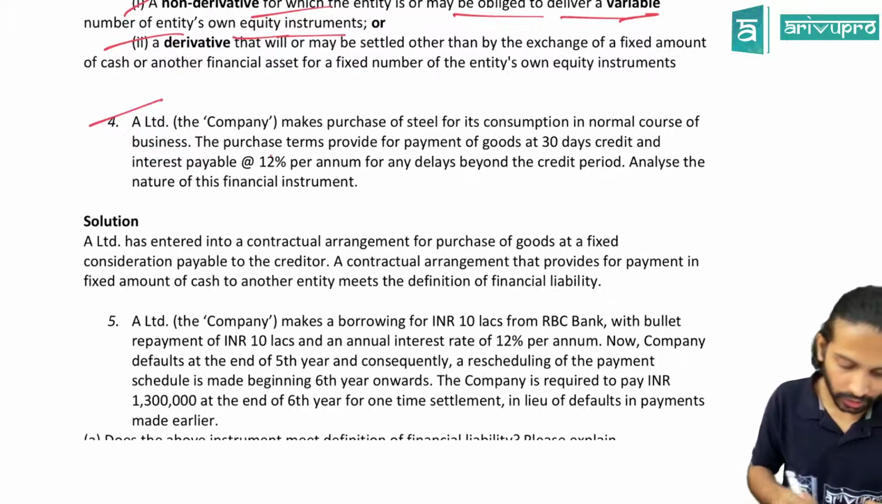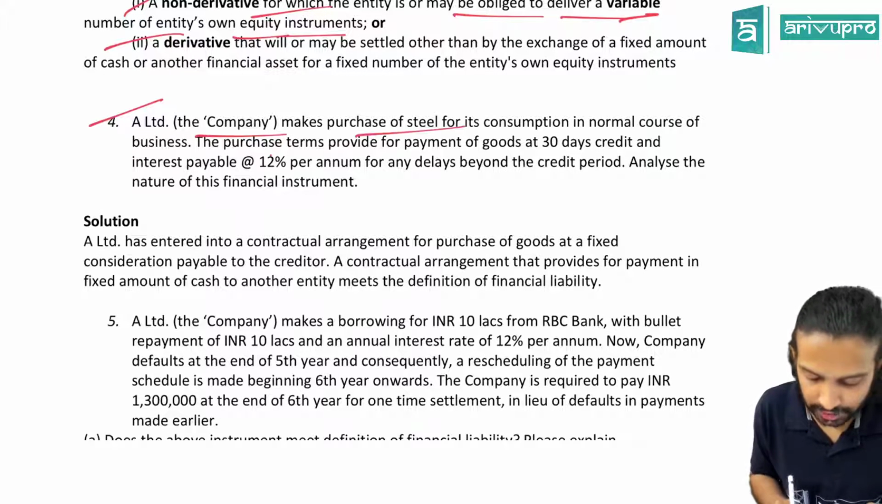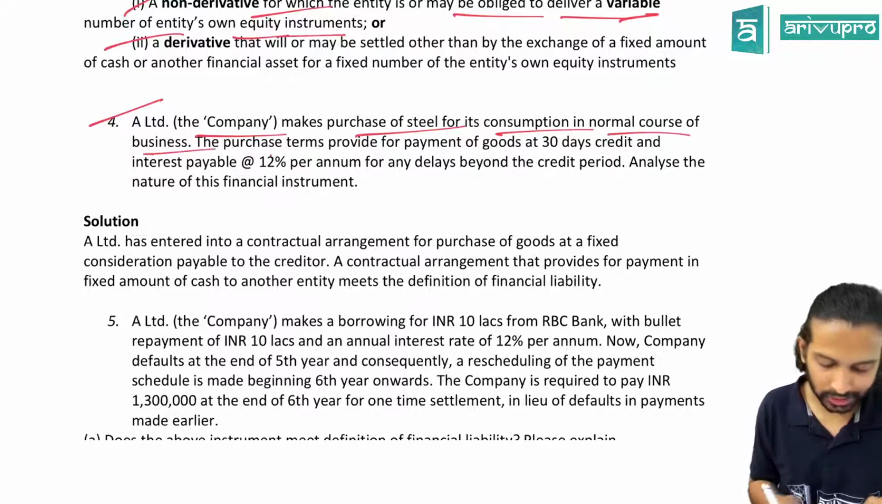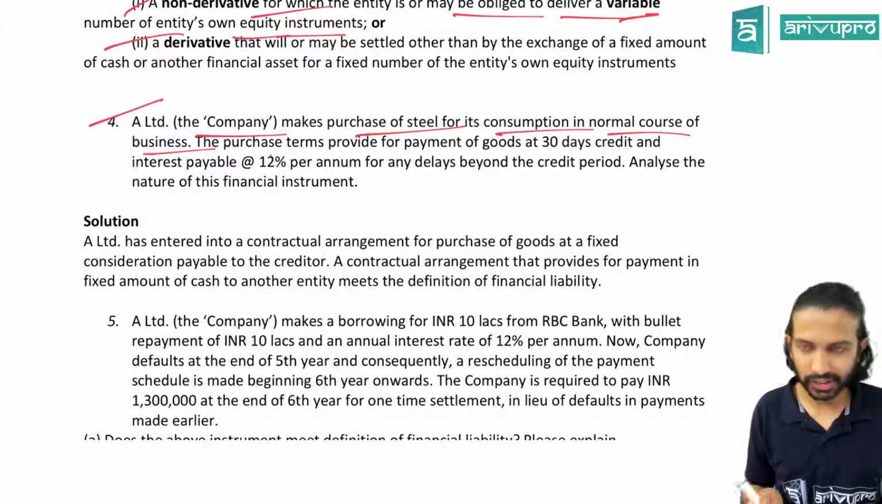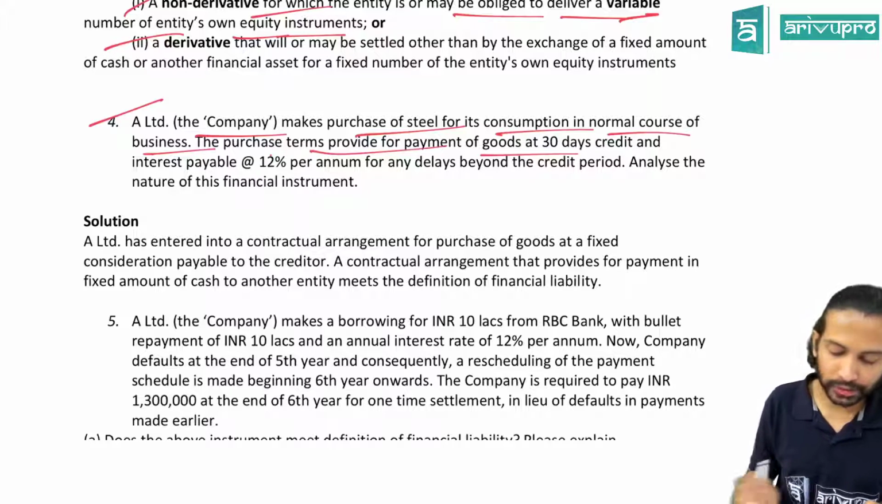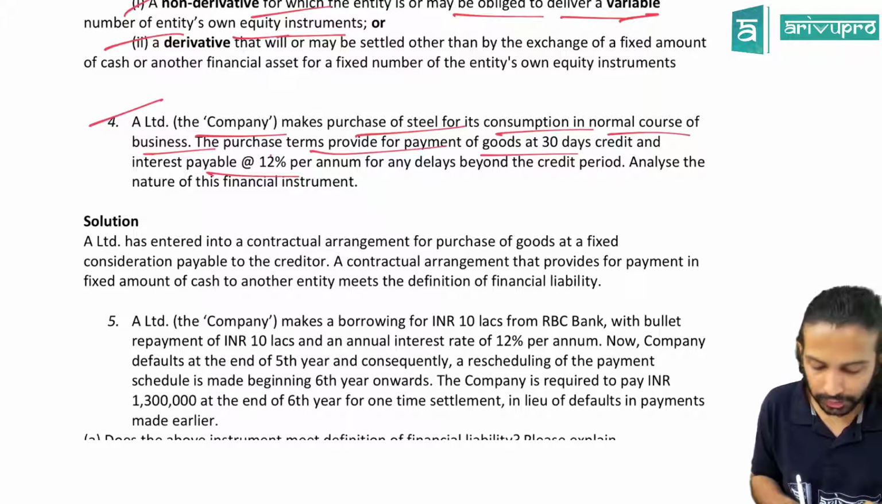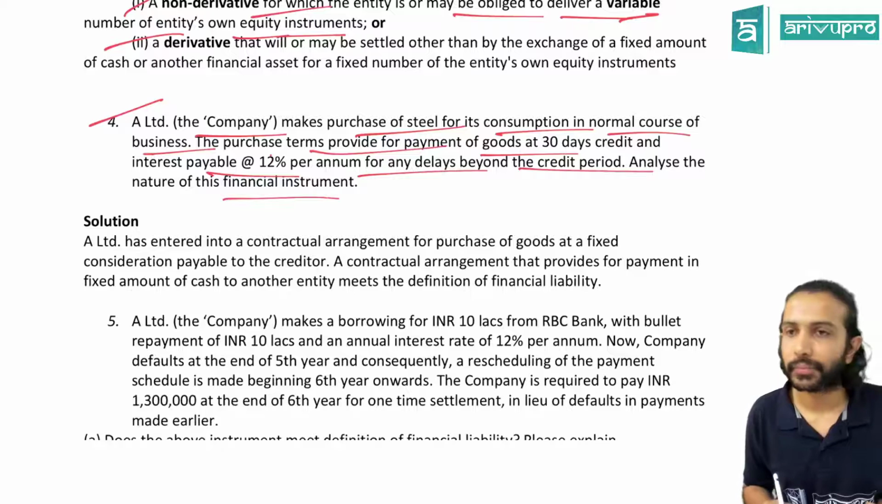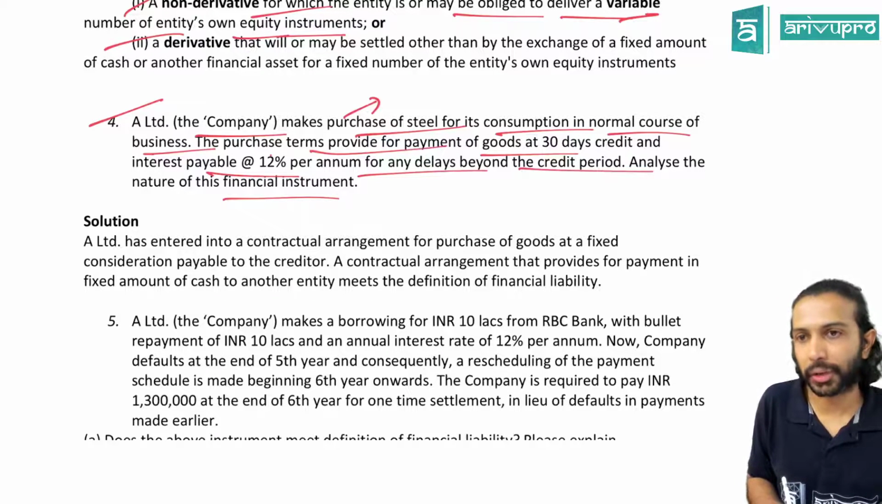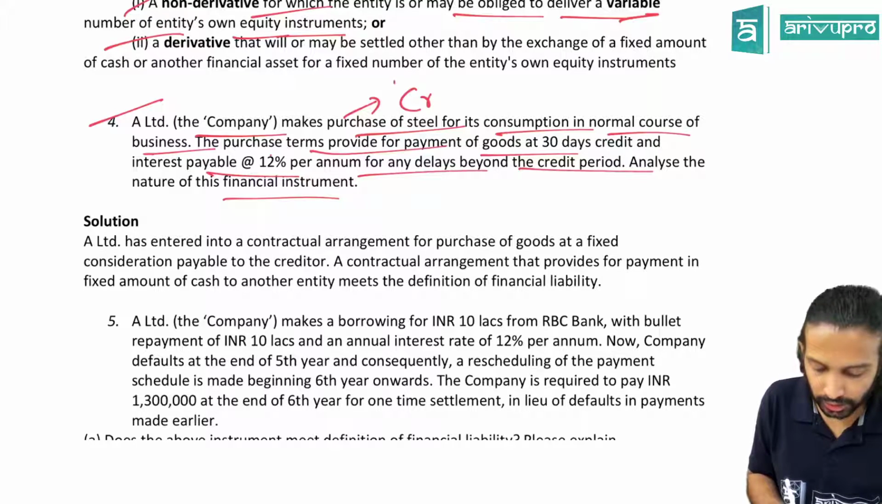Start off. A Limited, the company, makes a purchase of steel for consumption in the normal course of business. So inventory, they purchased some goods. Purchase terms provide for payment of goods at 30 days credit and interest at 12% per annum for any delay. So we have purchased the goods. Have you made the payment or do we have to make the payment? That means in our books we'll show it as what?